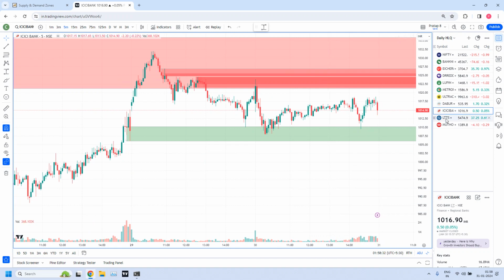And the next one is LTTS. This is the one that gave a very small profit, but okay.